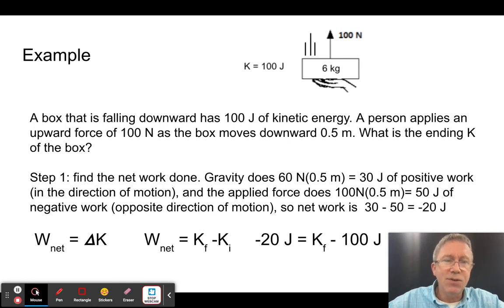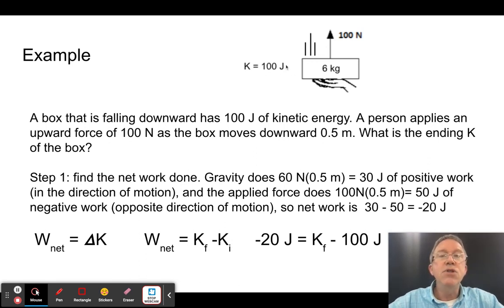All right, let's look at a tricky one here. Oh man, these ones can freak you out unless you just come to terms with the idea of what work is and keep in mind the motion of the object. So let's see what I've got here. I've got a 6 kilogram object that is falling downwards. That's Mr. Sampson's little way of telling you which way it's moving.